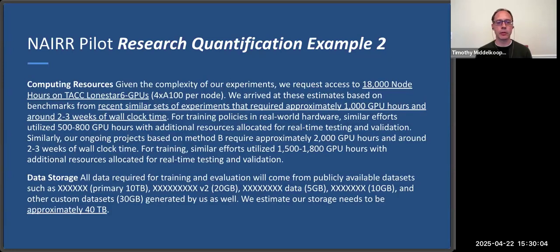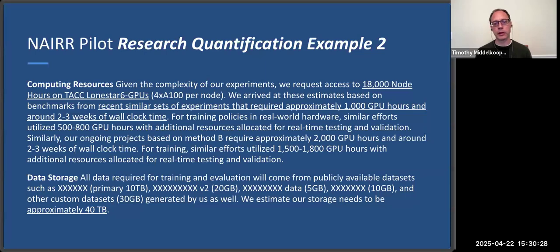Take a look at this example. What do you think? Is this a good resource quantification? Unfortunately, there are issues with this one as well.